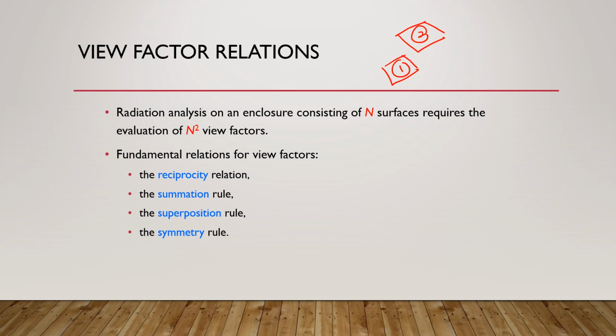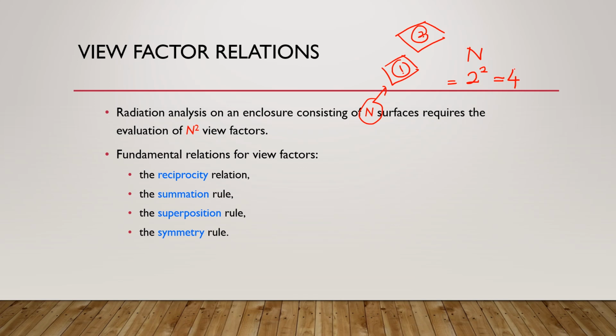So you have two surfaces, 1 and 2, so your n value is 2. To find how many view factors you need to evaluate for your problem, you calculate 2 to the power of 2. How much do you get? You will have 4 view factors. Do we have to find all those 4 view factors?